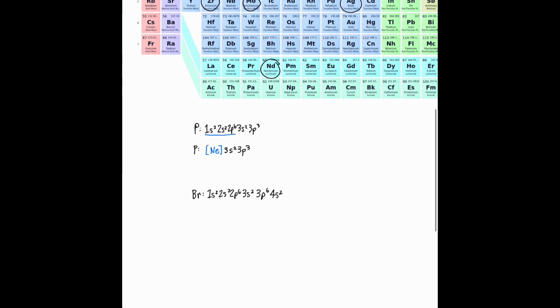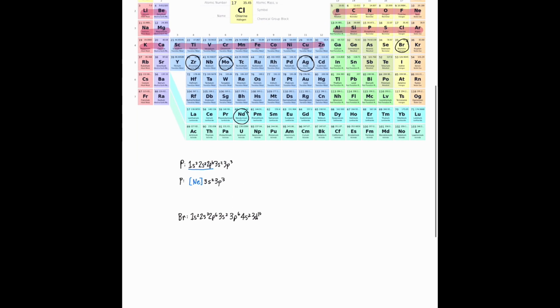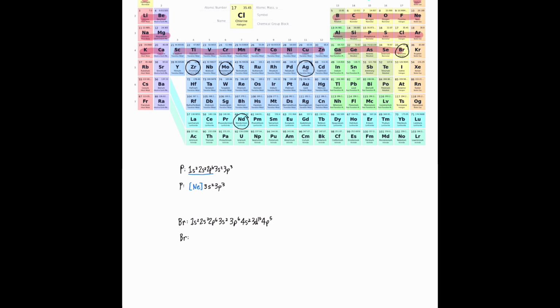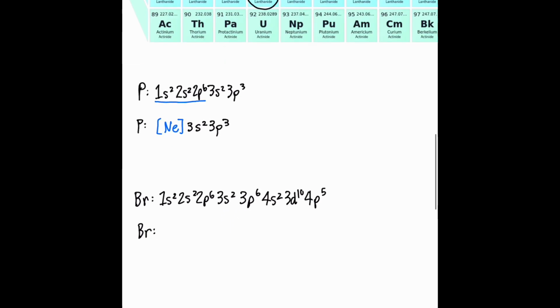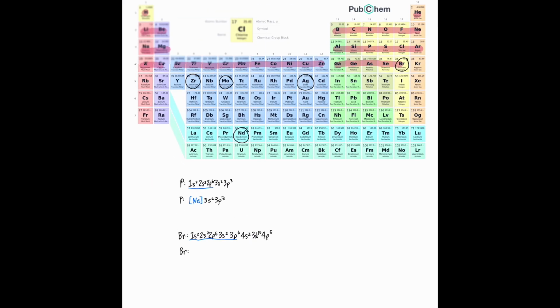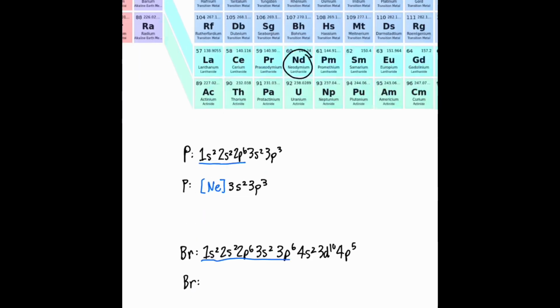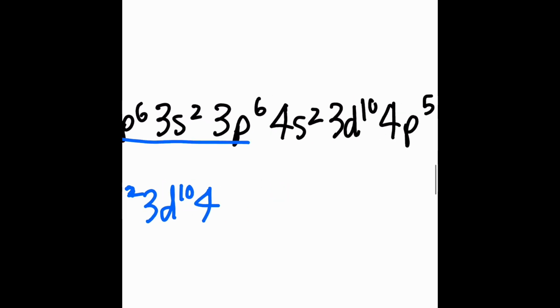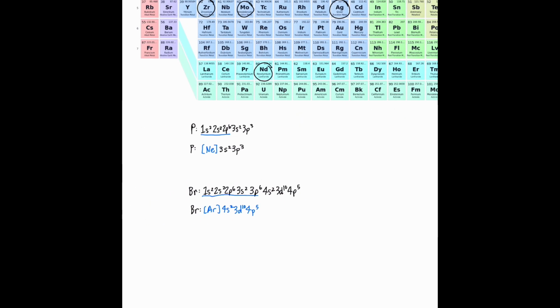And then remember, the D block jumps down to 3d, so then we are at all the way through 3d10. Then you jump back up for your P block all the way up to 4p, and it's going to be at 4p5 for our bromine. If we were to do the condensed version, we would use, again, the last halogen corresponding all the way up through our 3p6, which is going to be our argon. So bracket argon, we would be at 4s2, 3d10, 4p5. And that's how you do bromine.